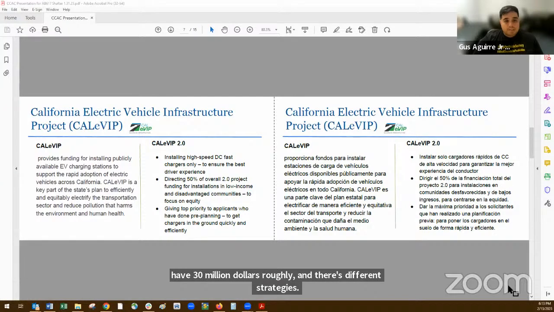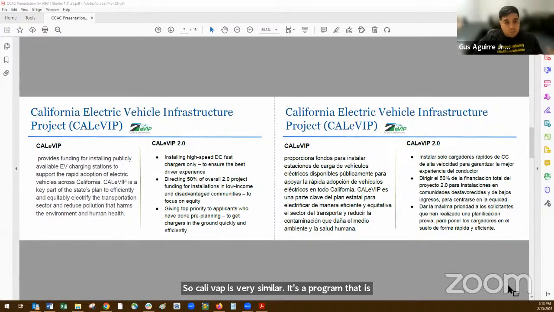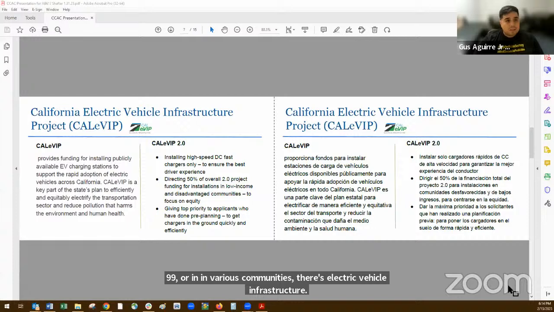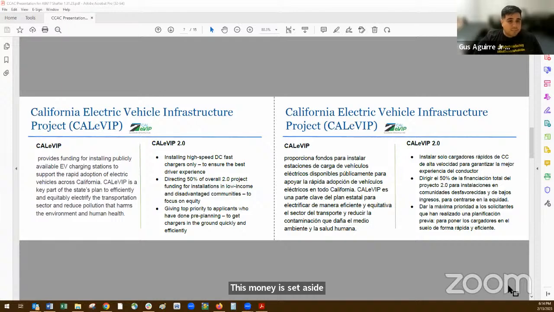It's a program that is sponsored by the state and is rolling out throughout the state of California electric vehicle infrastructure, essentially electric charging stations, right? So if you guys ever drive up and down the 5 or the 99, or in various communities, there's electric vehicle infrastructure, like charging banks where folks plug in their electric vehicles. This money is set aside to be rolled out, particularly in disadvantaged communities and low-income communities. So oftentimes very much aligned with AB617 communities that are overburdened with pollution. So Cal-E VIP is a program that I'll be sharing and talking to you about today.